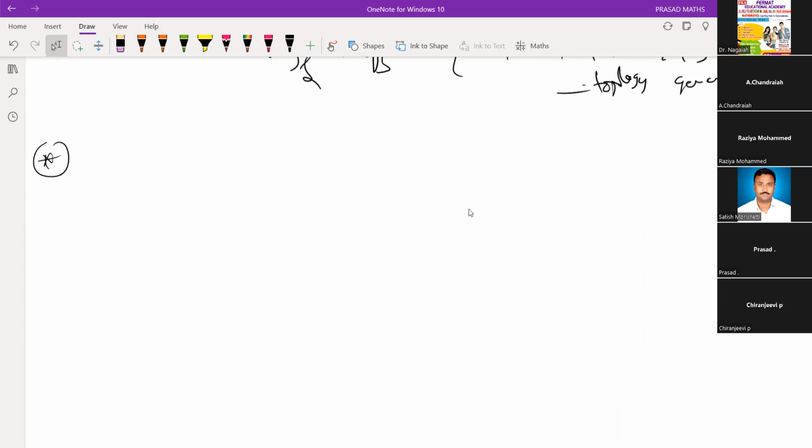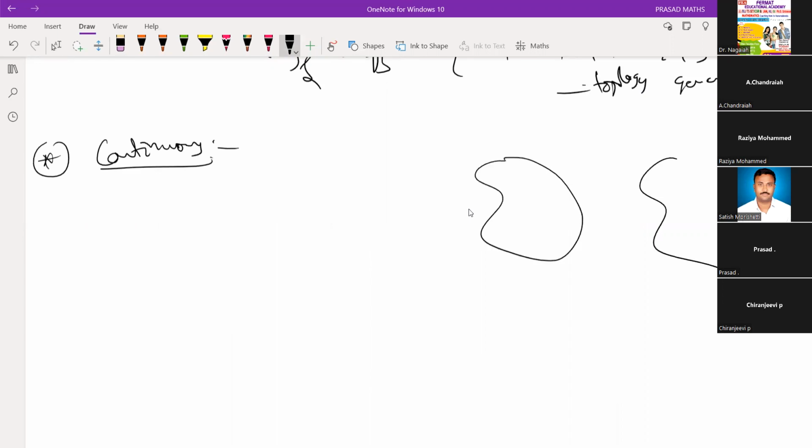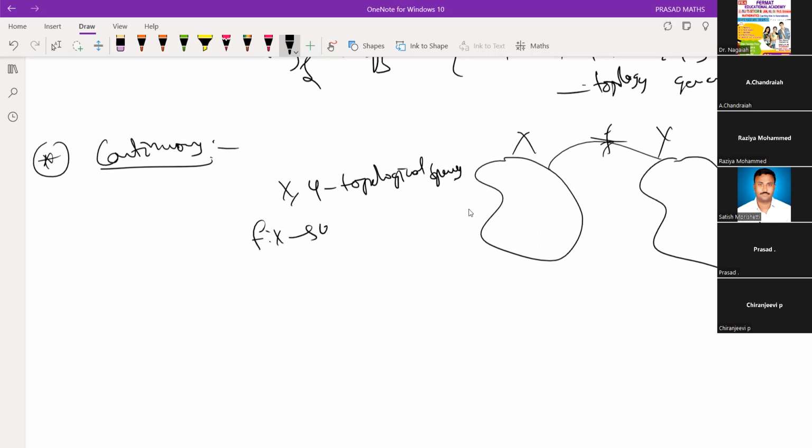Next is continuous function. What is meant by continuous function? You start with any topological space. You have seen a continuous function with respect to a metric. So what is meant by continuous function? Let us start with two topological spaces. Right? A function from X to Y is continuous.